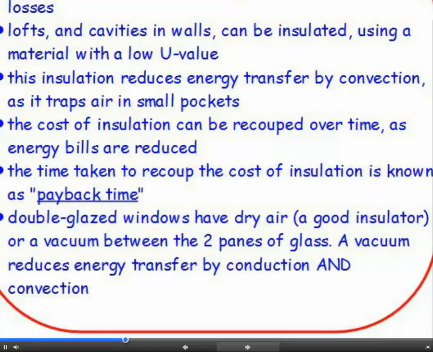Double glazed windows are good. Double glazed windows have dry air, which is a good insulator, or a vacuum between the two panes of glass. A vacuum reduces energy transfer by conduction and convection. If there's no air, then there's no medium for conduction and convection to take place.